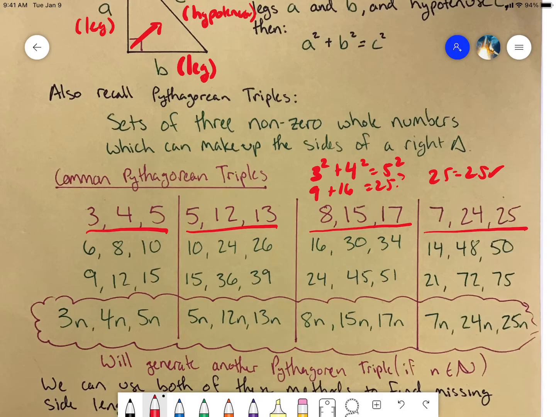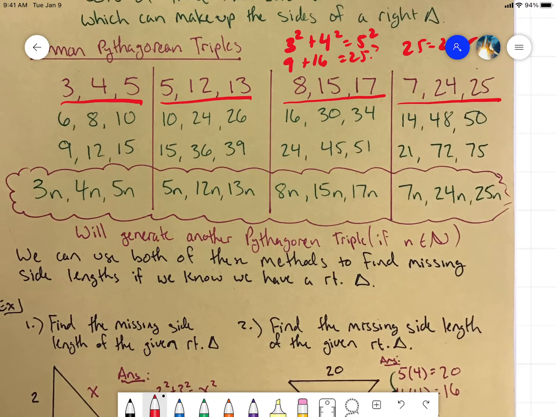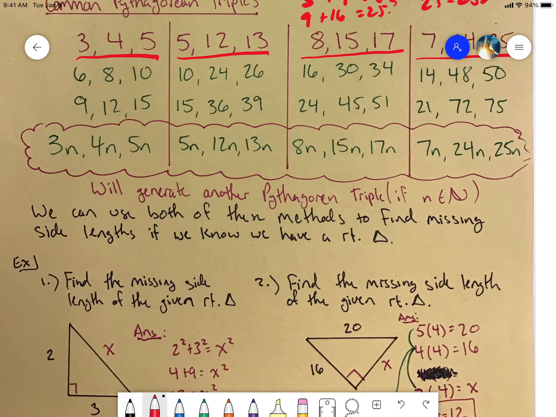So basically what we've stumbled upon is if I take 3, 4, 5 and I multiply them by the same number, that'll always generate a right triangle with whole number values. Same thing with 5, 12, 13, 8, 15, 17, 7, 24, 25. Okay? Now, again, that's assuming that we multiply them by the same whole positive number, so a natural number.